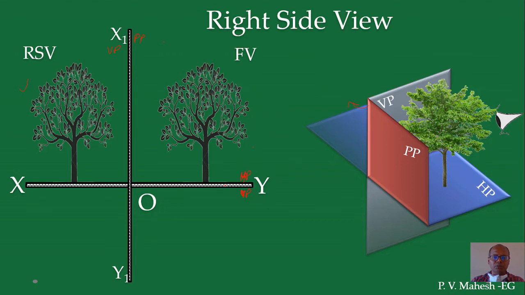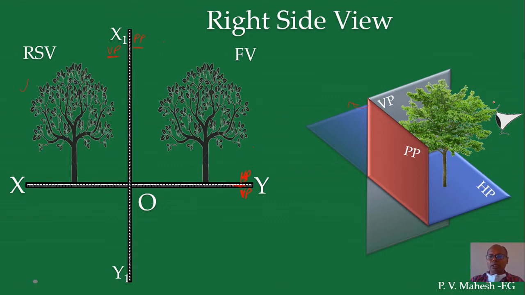In front view, this XY line is representing the HP. In top view, this XY line is representing the VP. That is the meaning of this HP and VP written on this XY line. And here X1, Y1, in front view, this X1, Y1 is representing the profile plane, and in side view, this X1, Y1 is representing the vertical plane. So that is the meaning of the VP and PP written along the X1, Y1 line.